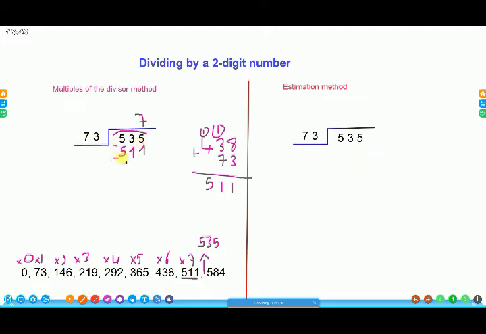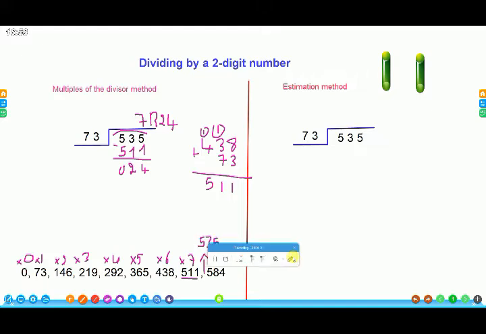Now I find the remainder. So don't forget to write the quotient before finding the remainder. 5 minus 3, 2. 3 minus 1, 2, and 5 minus 5 is 0. So my remainder, 24, is less than the divisor 73. And here I used all the digits. There are no more digits to slide, so my division has ended. And the answer is 7, remainder 24.